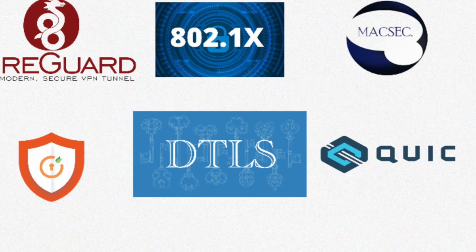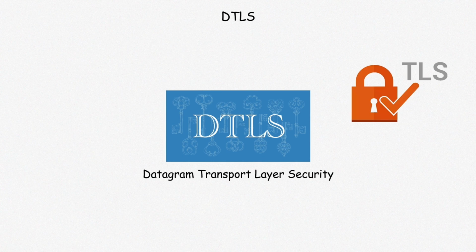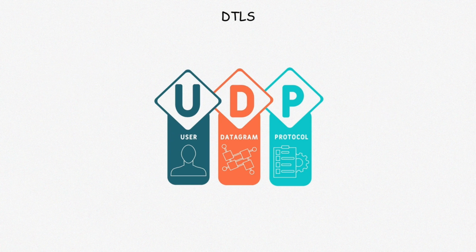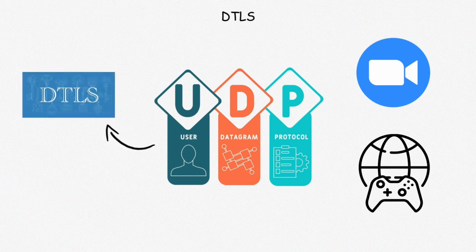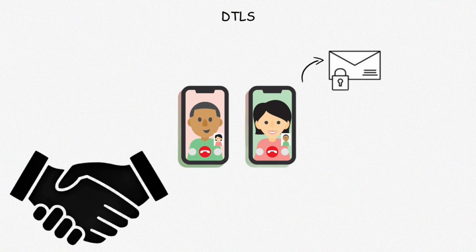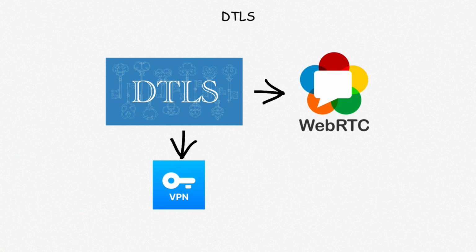DTLS. DTLS stands for Datagram Transport Layer Security. It's basically TLS adapted for use with UDP instead of TCP. Since UDP is used in real-time applications like video calls and online gaming, DTLS brings encryption to those without introducing too much latency. Imagine having a secure video chat where every packet of data is encrypted, without the delays that would normally come from handshakes or retransmissions. DTLS is used in applications like WebRTC and VPNs that need speed and security at the same time.